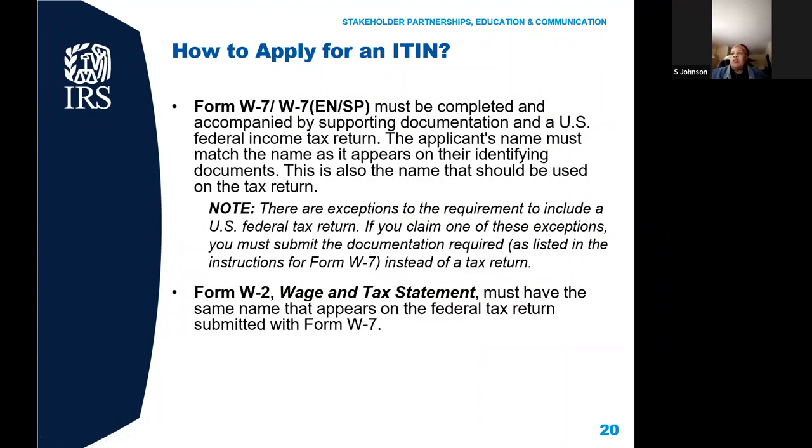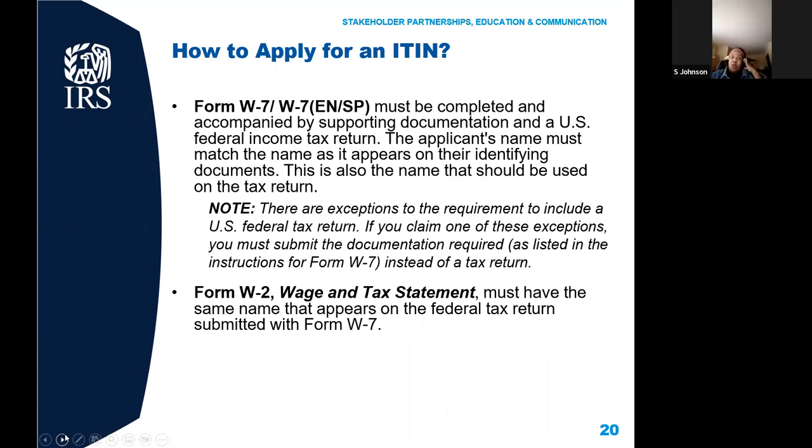As we continue on, it talks about how to apply. You need to complete the application, a W-7 or a W-7 SP. It is your choice if you want to do the W-7 or the Spanish version of it. Either one will be accepted by the Internal Revenue Service. It must be completed and accompanied by the supporting documentation and a U.S. federal tax return. There are some exceptions where we don't need the tax return.